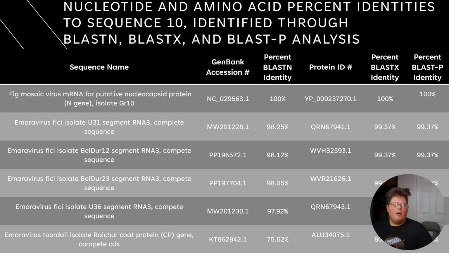Here we have the nucleotide and amino acid percent identities in regards to sequence 10 from the different BLAST analyses, including BLAST-N, which is involved with nucleotides, BLAST-X, and BLAST-P, both of which are involved with amino acids.